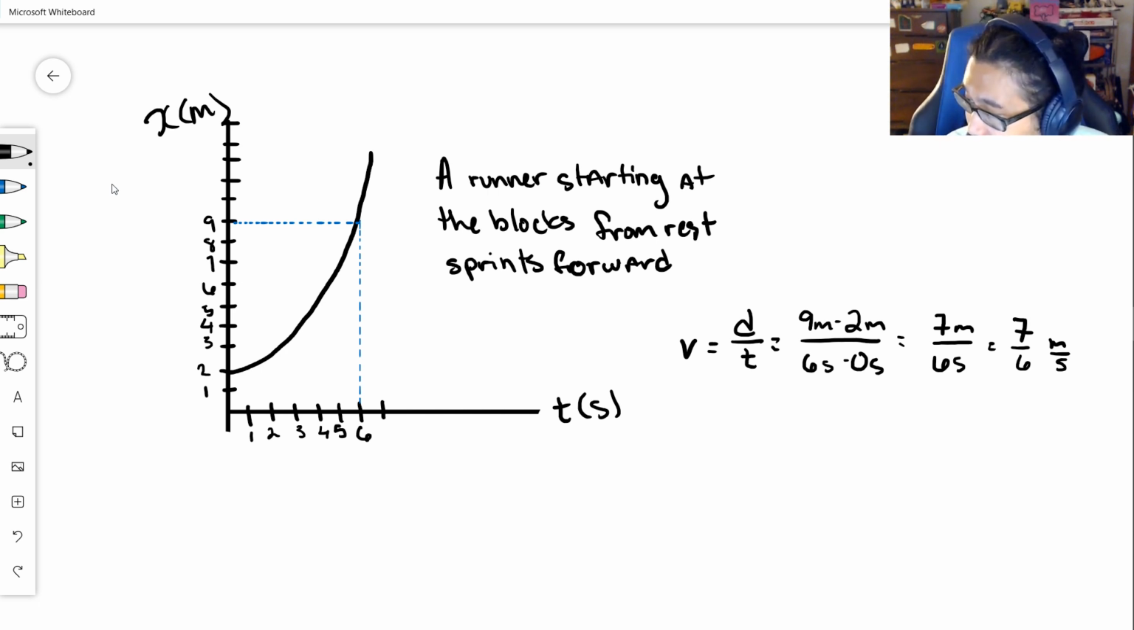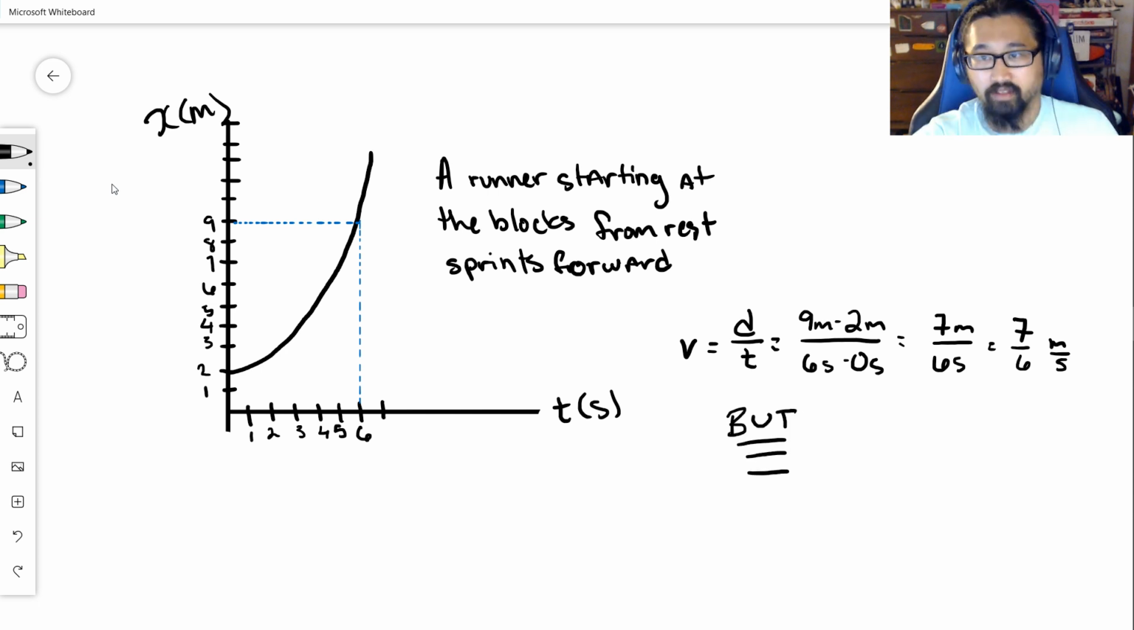Okay, but is the runner traveling the same speed the whole time?